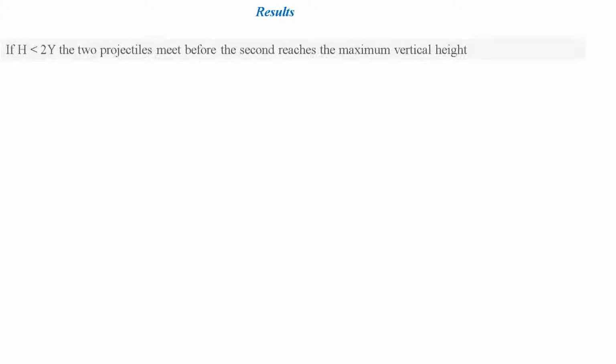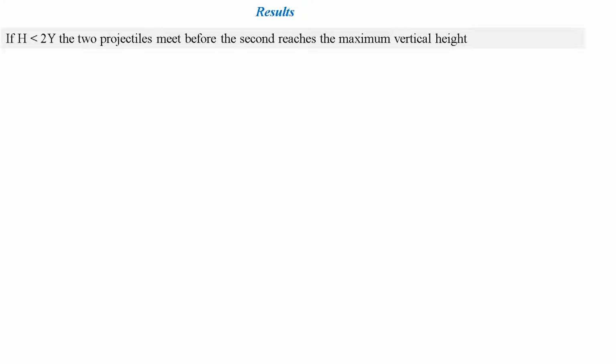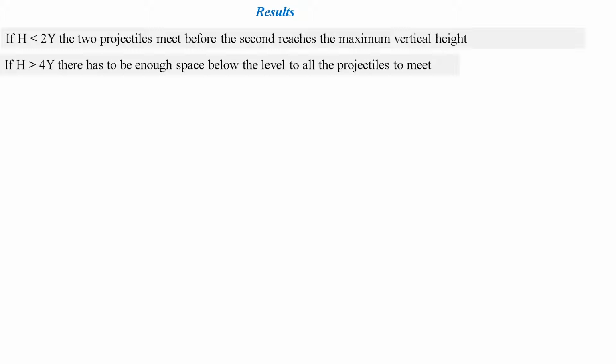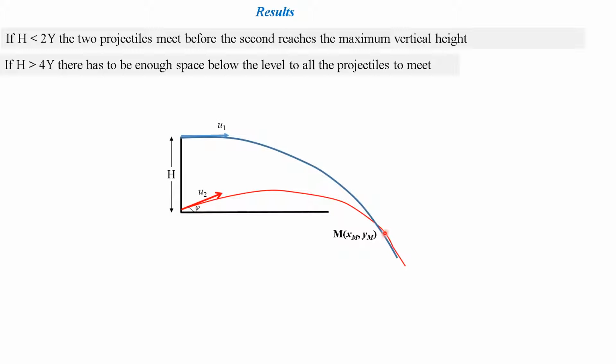So now if h is smaller than 2y, the two projectiles meet before the second reaches the maximum vertical height, so it means halfway before. Now the second possibility here, if h is greater than 4y, then definitely there has to be enough space below the level, like what we have here, so that it allows the two projectiles to cross or to meet below the level. And mathematically this can even be solved, and you can even check that one here.